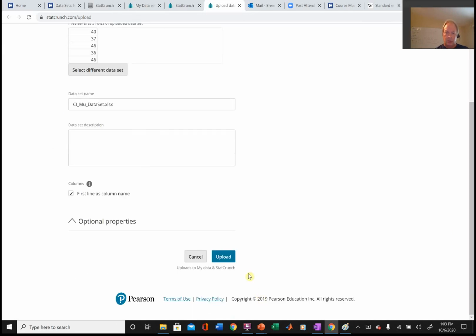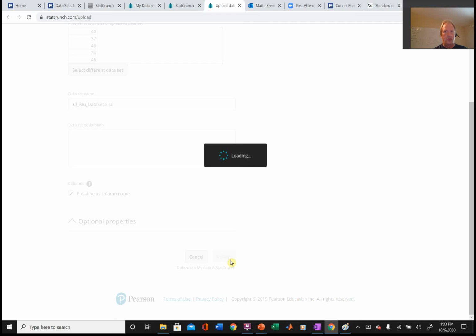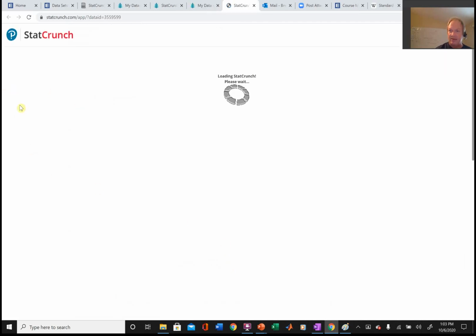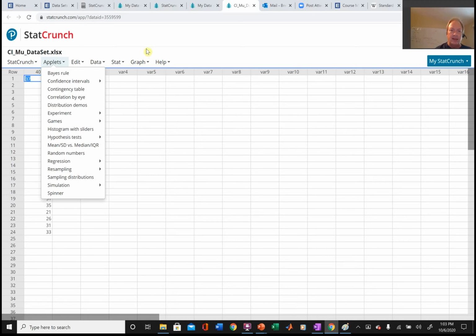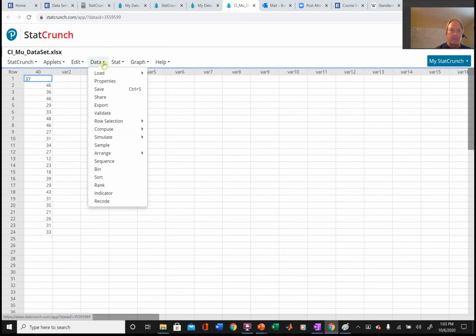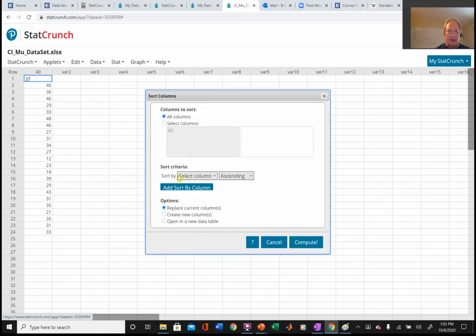And again, using good practice, we should look at the data values, make sure they make sense. There are no outliers, right? So let's just do that. It's always a good idea to use good data practices here. So I'm going to go ahead and sort them.